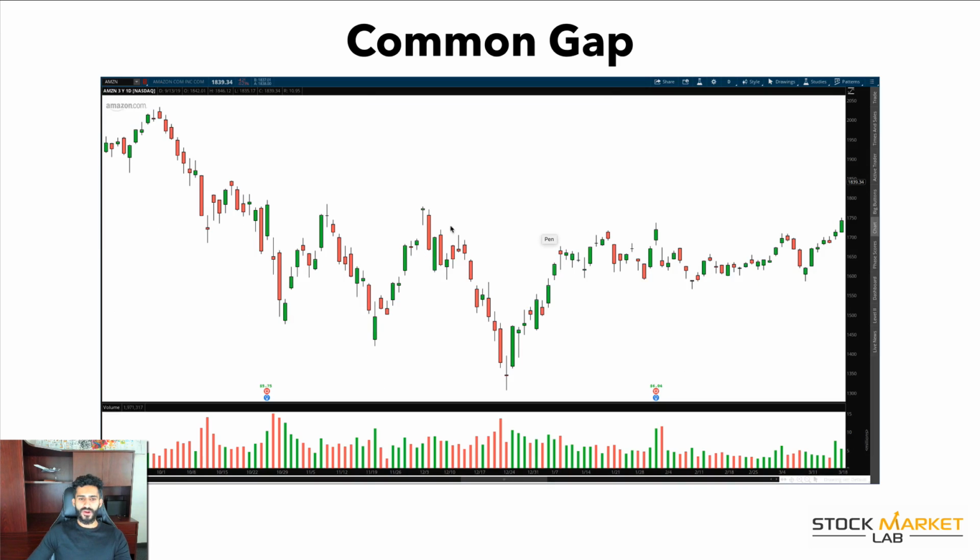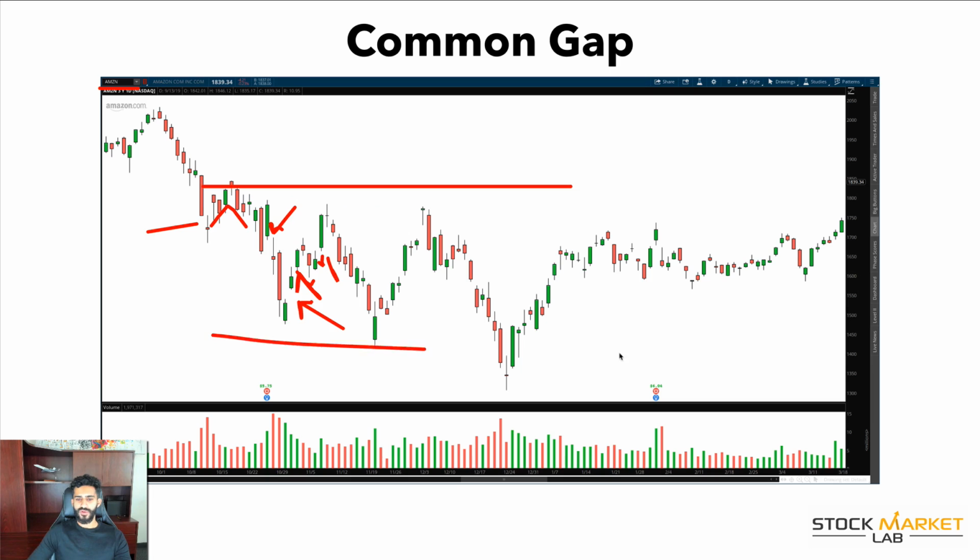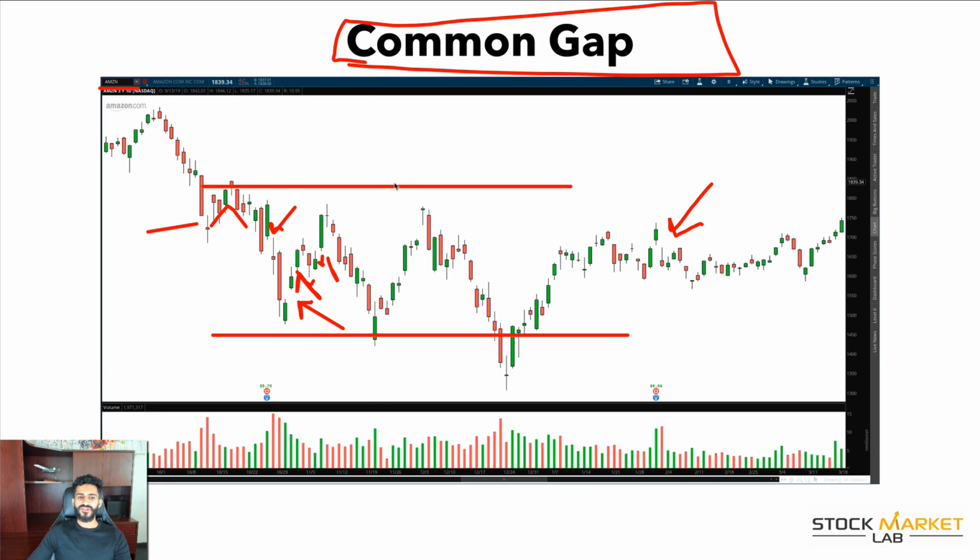If you look over here at the common gaps, you can see a lot of them. This is for the stock Amazon. Amazon, you're going to see, has a lot of gaps. Multiple gaps, multiple gaps. These are all common gaps. You can see it's trading sideways, no clear direction. Even here, no clear direction. It's gapping multiple times. When you see this happening to a stock, just understand that this is a common gap and there are no plays here.